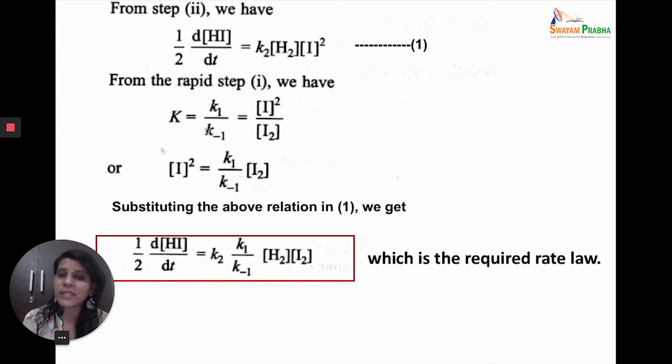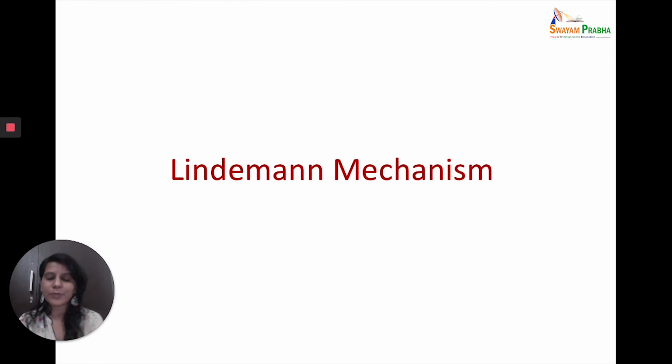This [I]^2 can then be substituted into the rate law that I got from the slow step, and I will get 1/2 d[HI]/dt = K2 K1 upon K minus 1 [H2][I2]. So that is how you can look at mechanisms and work on them. You can get the rate law from the slow step. If the slow step has an intermediate, you apply the steady state approximation, and that is how you solve it.